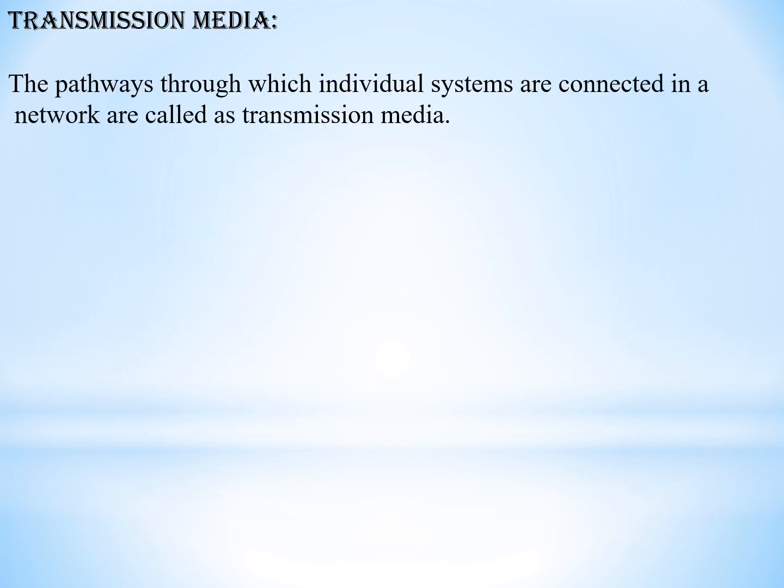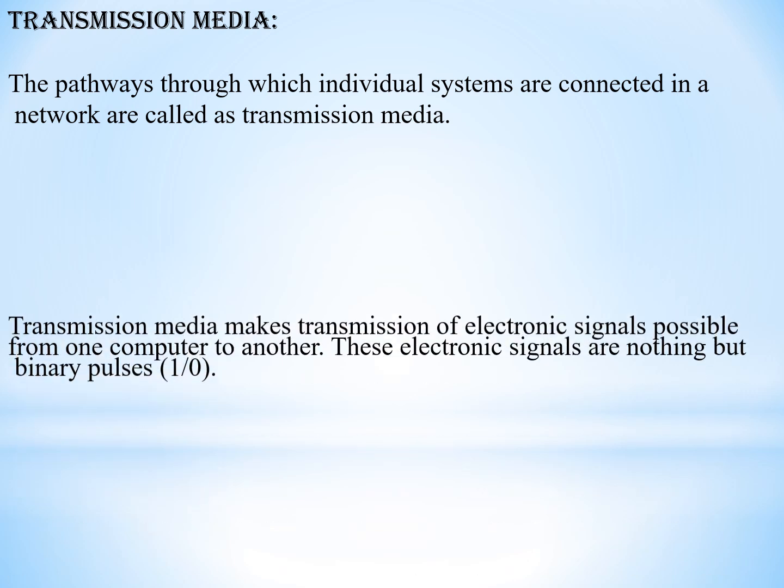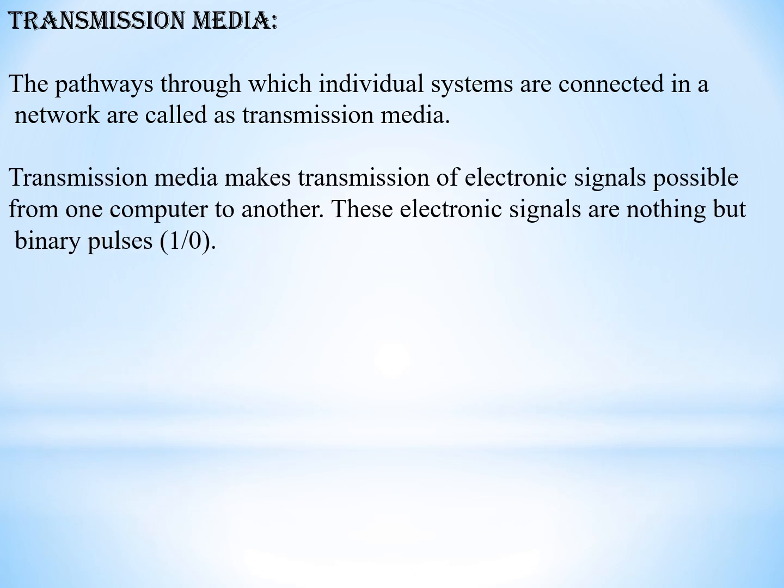First, let me define what is transmission media. The pathways through which individual systems are connected in a network are called transmission media. So, there are many systems. We are going to interconnect the systems together in a network, that is called a transmission media. Transmission media makes transmission of electronic signals possible from one computer to another computer.